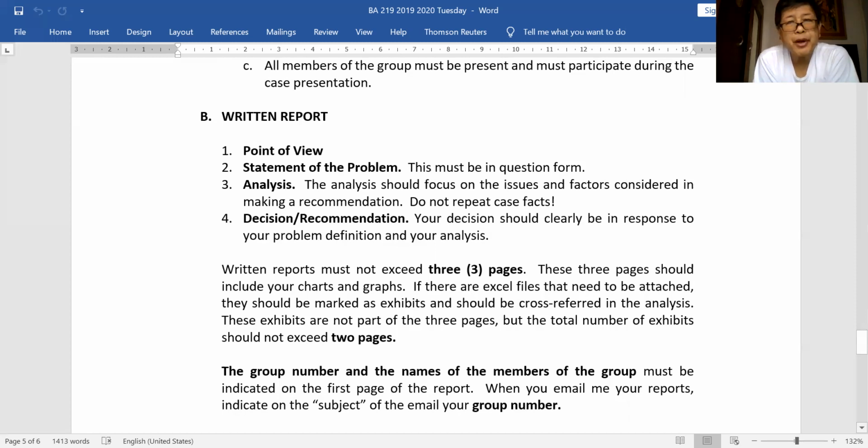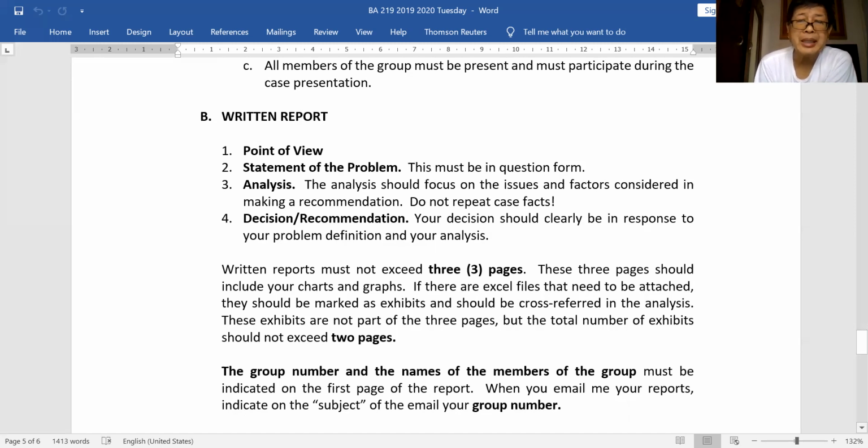Now, as regards the number of pages, take note, okay, the written report must not exceed 3 pages, but I can allow you to have some appendices or exhibits, but even those appendices or exhibits should not exceed 2 pages. So therefore, including the exhibits, the maximum number of pages that you can submit for a report is 3 pages.